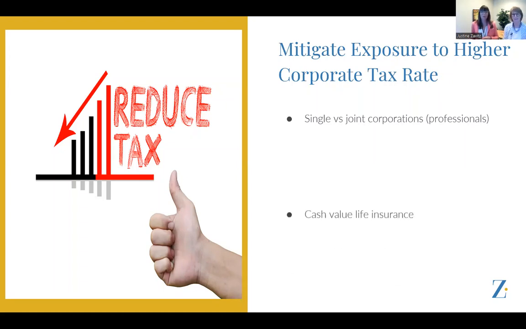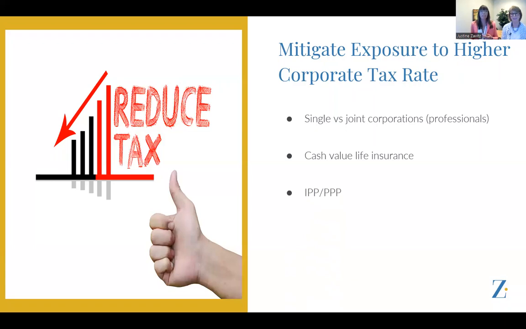On top of that, we look often at cash value life insurance. So cash value life insurance is a policy that will allow for the buildup and the growth of money inside the life insurance policy on a tax sheltered basis. So instead of taking your money and investing it in an area that is going to increase your passive income, you can invest it inside a life insurance policy that is not considered passive income inside your corporation.